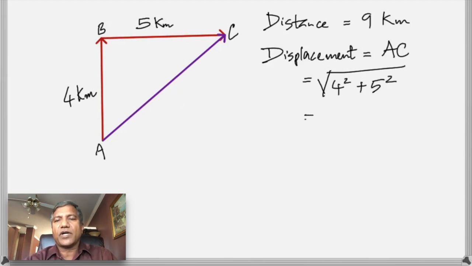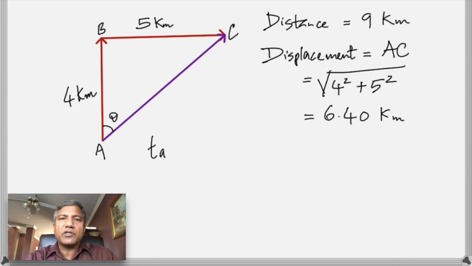Because displacement is the straight line distance from the starting point to the finishing point. And for that, you find root of 4 squared plus 5 squared, which gives you 6.40 kilometers. So that's the displacement. So here you see the difference between distance and displacement. To find the distance, you actually measure all those distances that you moved. But to find the displacement, you take the straight line distance from the starting point to the finishing point.